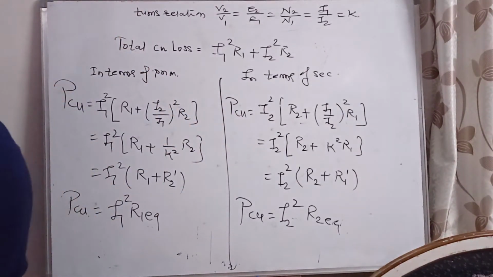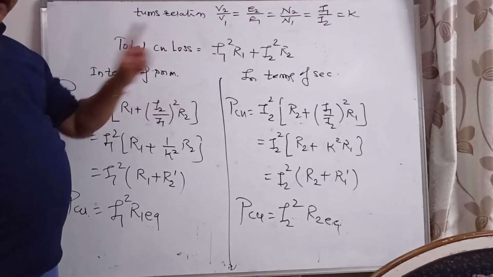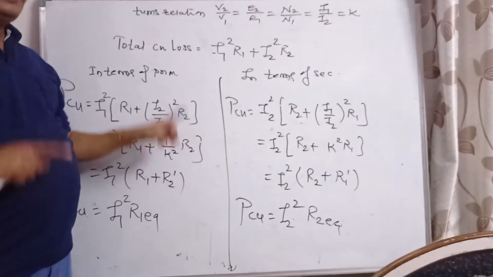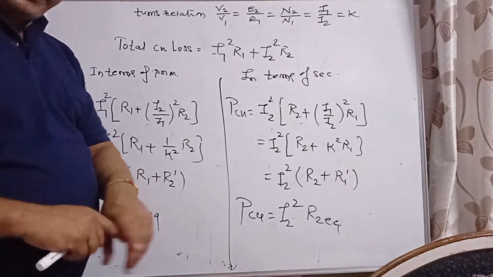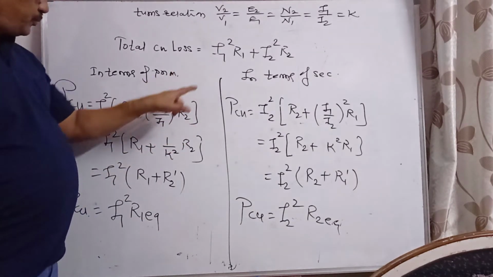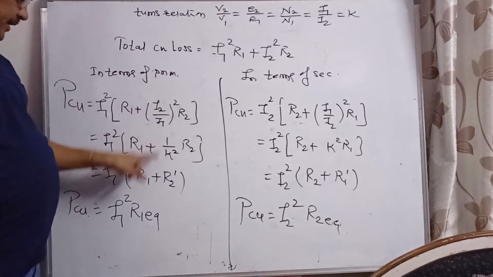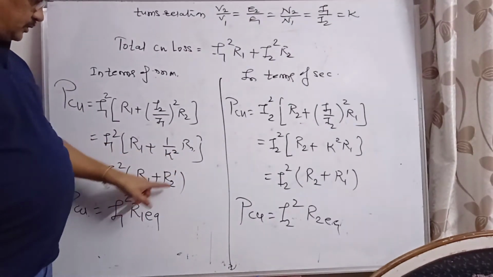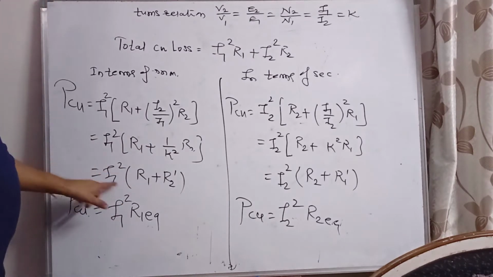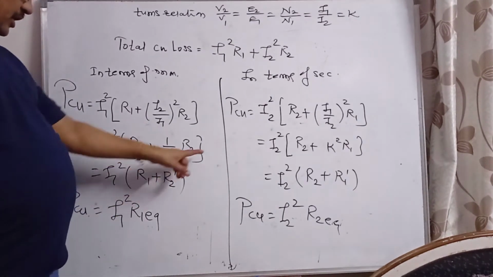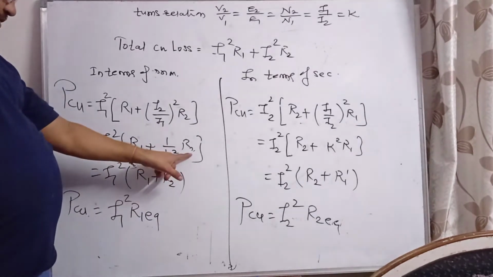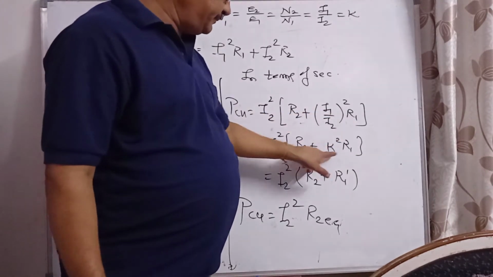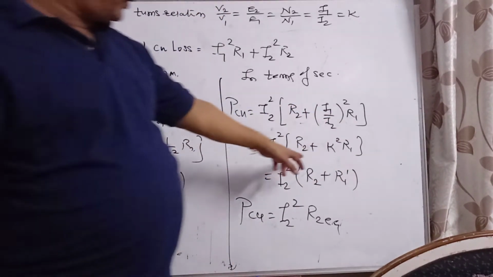So what is the basic concept? When you are transferring the impedance Z, Z can be R as it is here, it can be X, or it is a combination of R and X. When you are transferring the impedance from secondary to primary, it is divided by K square. Secondary to primary, we are defining it in terms of primary current. So this is transferred from secondary to primary, it is divided by K square. While when you are transferring the impedance from primary to secondary, it is multiplied by K square.